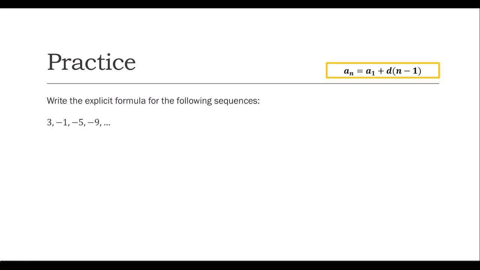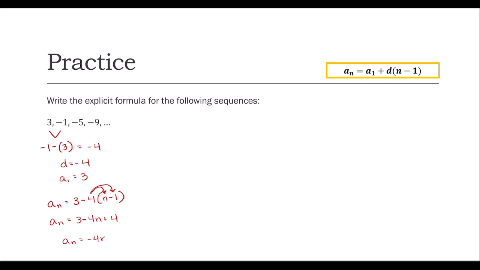So we'll practice writing the explicit formula. We can find our difference, negative 1 minus 3 equals negative 4. So our difference is negative 4, and our first term is 3. So we get a sub n equals a sub 1, so 3, plus our difference, so we're going to do minus 4 times n minus 1, which we'll go ahead and distribute. a sub n equals 3 minus 4n plus 4, so a sub n equals negative 4n plus 7.